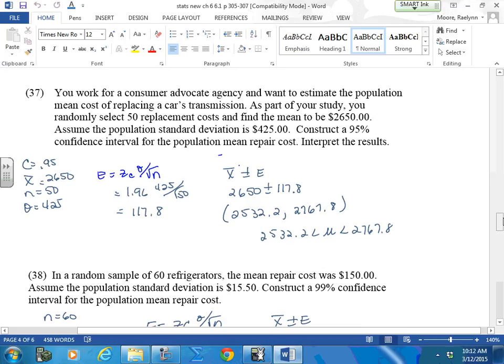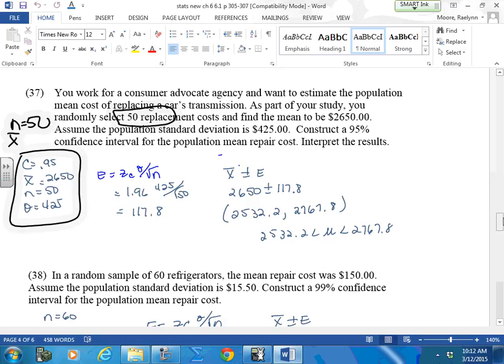You work for a consumer advocacy. You want to estimate the population mean of replacing a car's transmission as part of your study. Here's the things you pull out. You randomly select 50. You have your mean for your sample. Here they are. You have your population standard deviation. And you want to construct a 95% confidence interval for the mean, the population mean repair cost.